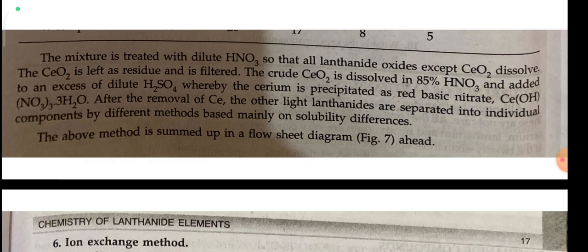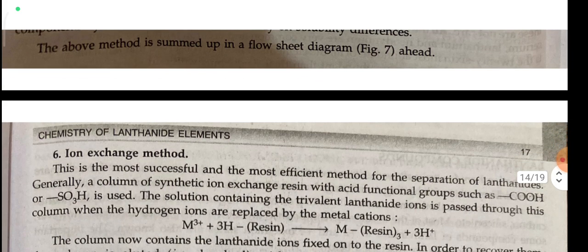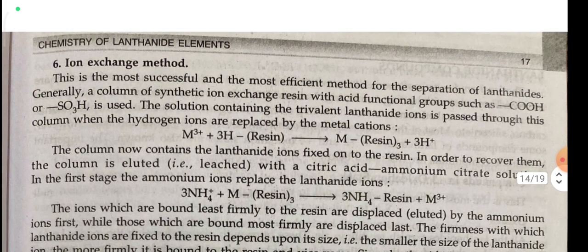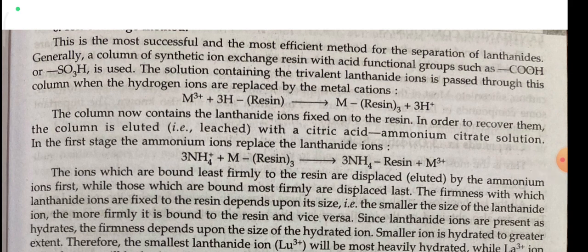NO3 3H2O. After the removal of Ce, the other light lanthanides are separated into individual components by different methods based mainly on the solubility differences. Ion exchange method. This is the most successful, most efficient method of separation of lanthanides. Generally, a column of synthetic ion exchange resins with acid functional groups such as CO2SO3H is used.